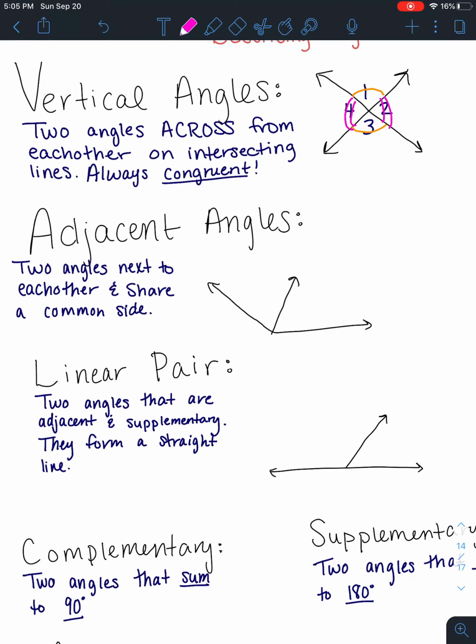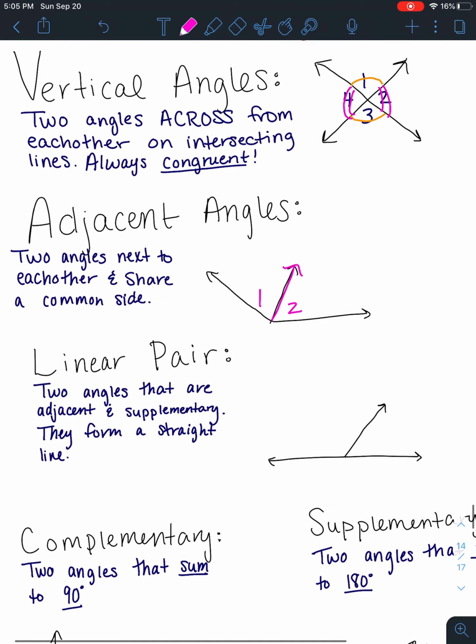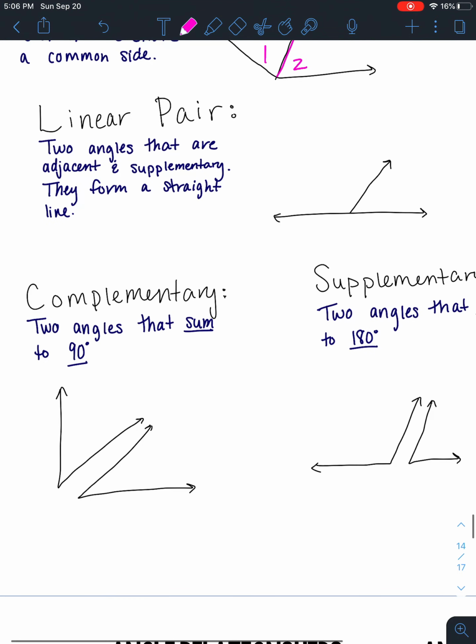Adjacent angles. Adjacent angles are two angles next to each other, and they share a common side. So here's that common side they're sharing. Okay, and this is angle 1 and angle 2. So those are just adjacent angles. They're next to each other. A linear pair are two angles that are adjacent and supplementary. So here we have angle 1 and angle 2. If I were to add angle 1 plus angle 2, they should add up to be 180 degrees. They form a straight line, 180 degrees, linear pair.